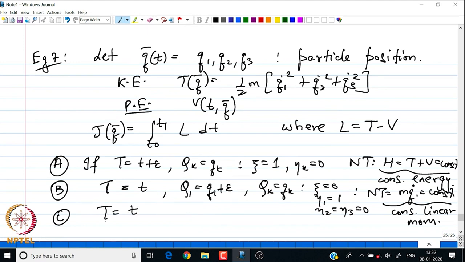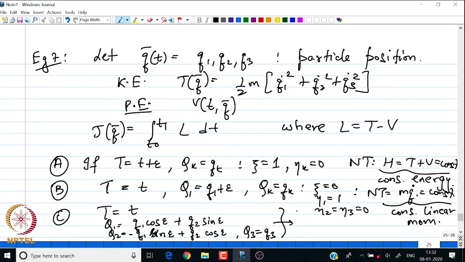And finally, the last observation is the following. If I take t equal to t and the rotational transformation, Q1 equal to q1 cos epsilon plus q2 sin epsilon, Q2 equal to minus q1 sin epsilon plus q2 cos epsilon, and finally Q3 equal to q3, I see that my infinitesimal generators are xi equal to 0, eta 1 equal to q2, eta 2 equal to minus q1, and eta 3 equal to 0. From here I get the conservation law p1 q2 minus p2 q1 equal to a constant, and we can see that this is the z component of the angular momentum, and hence we are conserving angular momentum in this transformation.